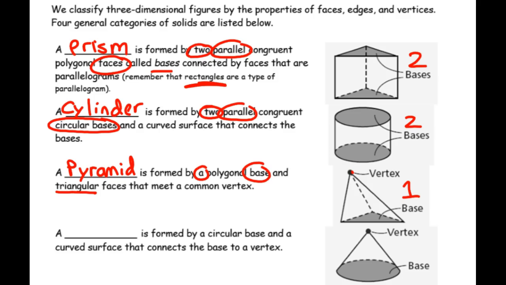Last but not least, it looks like a pyramid with a circle on the bottom. A cone. Again, a 1 base, that's a circle. And is the side of this cone a face or no? No, it is not, right?